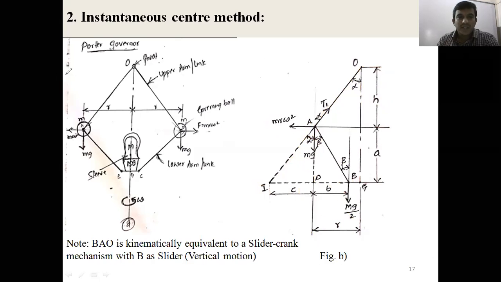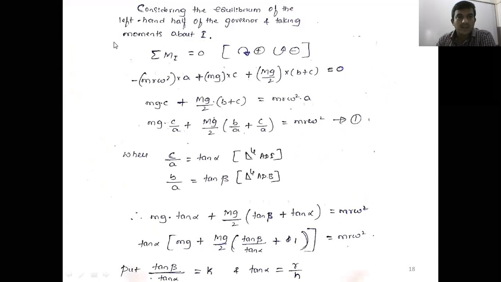Okay. Now we consider only the left side portion here, of the Porter governor, or else you can also consider the right side portion. Any one portion will be considered here. These are the forces acting at the governor ball, and the weight of the sleeve acts at point B. Okay, then our aim is to determine what? The speed of the governor shaft and the height of the governor, right? Yes.